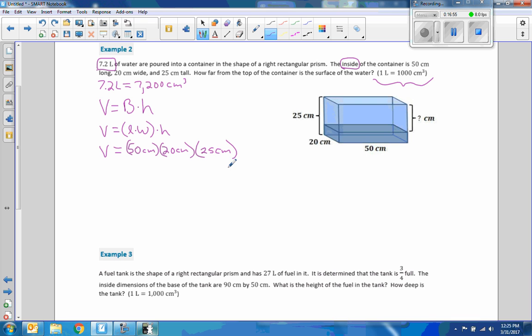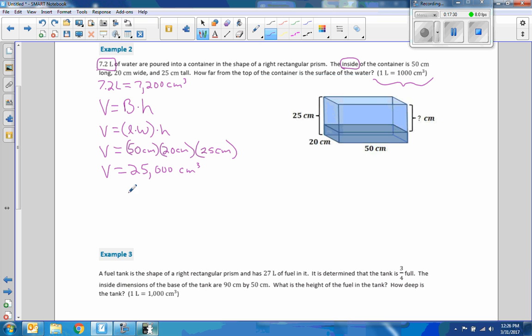Okay? So now 50 times 20 is 1,000. 5 times 2 is 10. Add 2 zeros, you have 1,000 times 25. So the total volume is 25,000 centimeters cubed. Okay? But this will hold 25,000 cubic centimeters, and I already have 7,200 centimeters in it, and it says how far from the top of the container is the surface of the water.